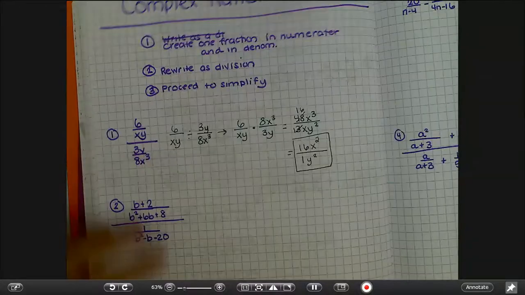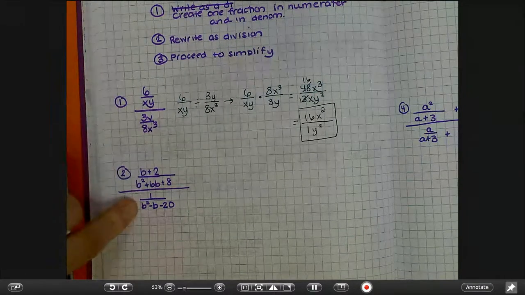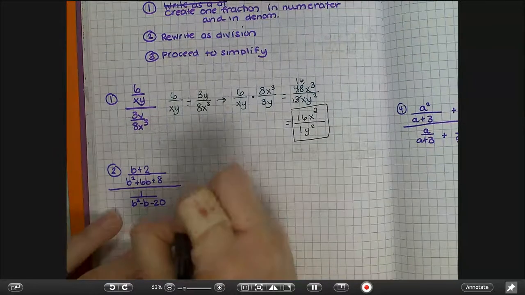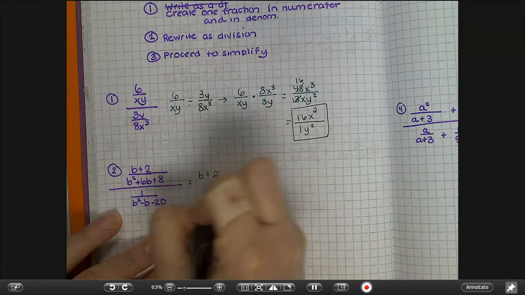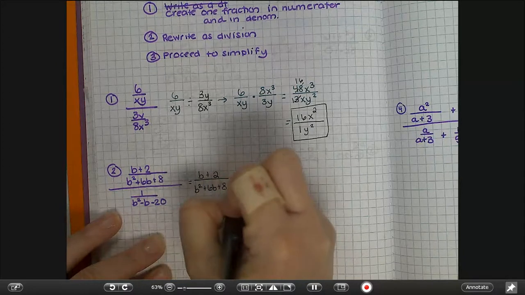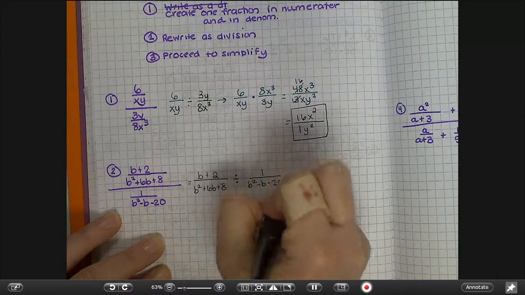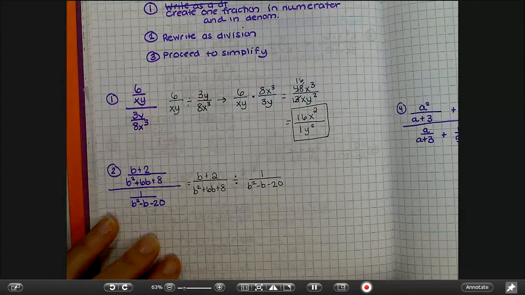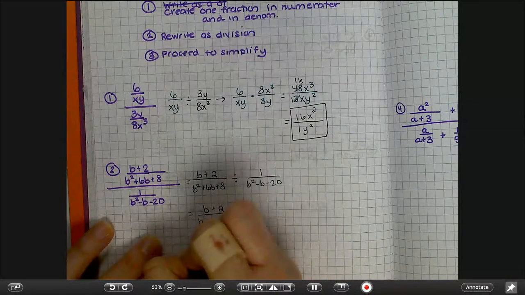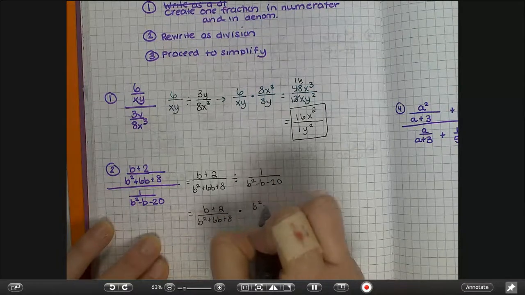All right, so now let's look at it a little more complicated. Again, we're starting with one fraction in the numerator and one fraction in the denominator, so we're good there. We're going to rewrite this now as division. So we have b plus 2 over b squared plus 6b plus 8 divided by 1 over b squared minus b minus 20. Of course, the next step is to switch to multiplication. Our first fraction stays the same. Switch, and then flip the second fraction.